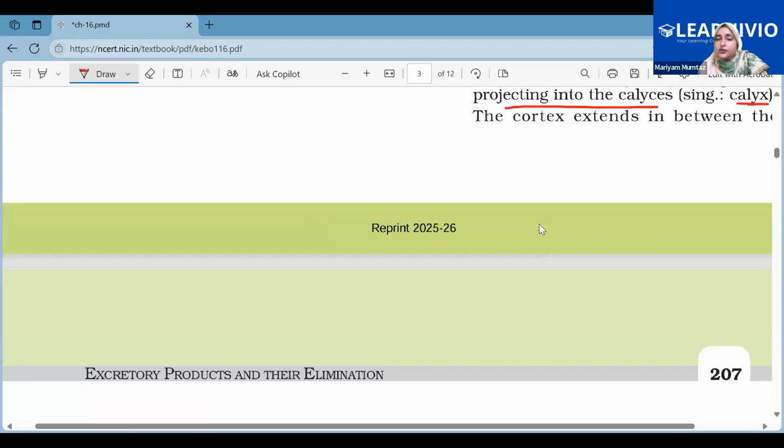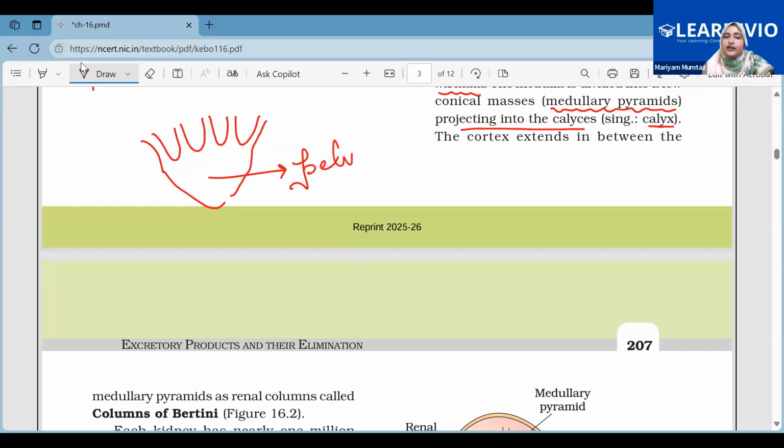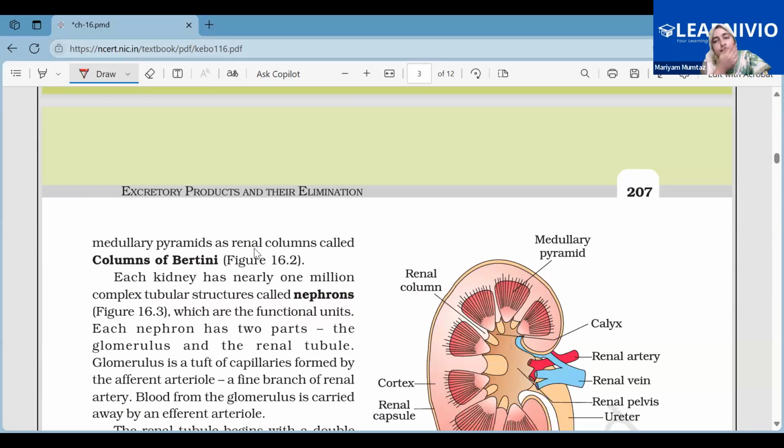Now the cortex, the peripheral portion, is also found in between those. For example, this part is the renal pelvis, and here the conical structures that you see are the medullary pyramids. In all of these areas in between, the cortex is present. Is it clear, students? That cortex forms a column called the renal column, or the columns of Bertini. So this ultrastructure is clear.